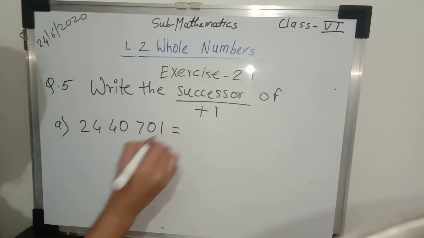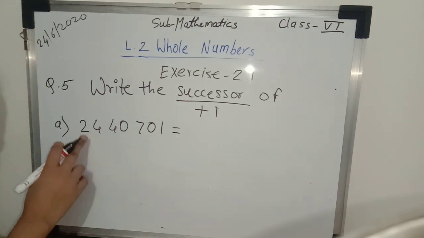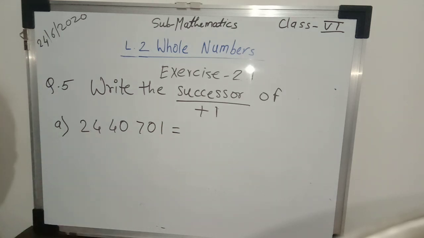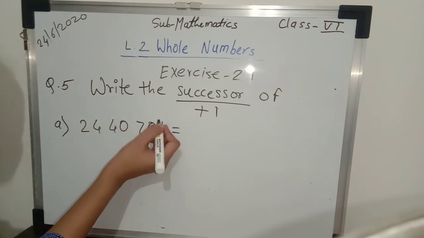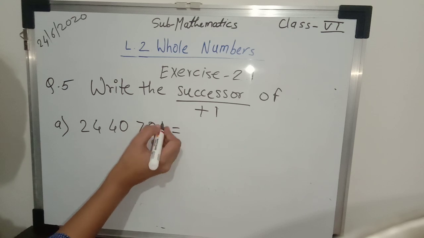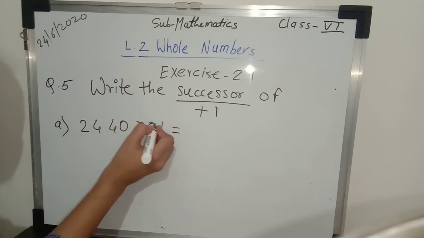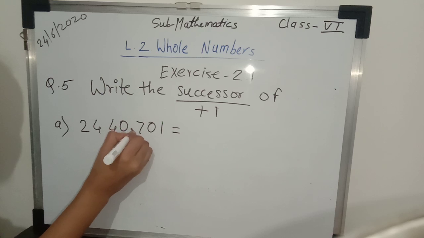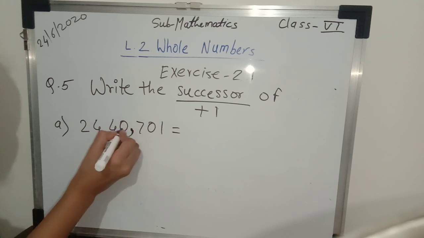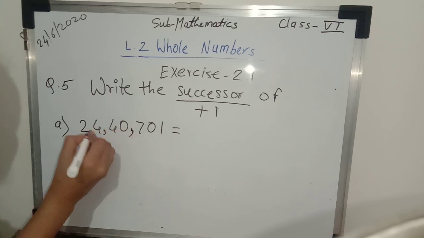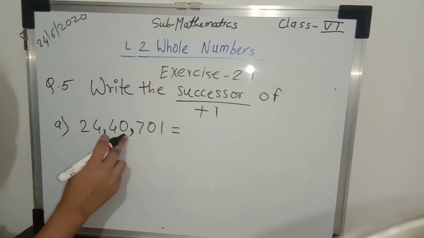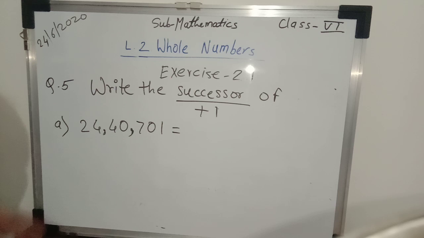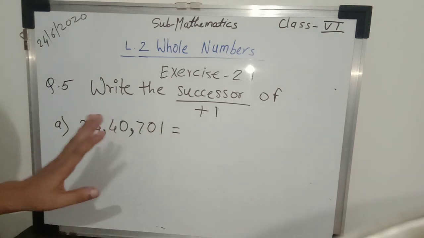Now students, commas are not there, so you have to put the commas to understand and read the number better. According to the Indian place value system, we move from the right side: units, tens and hundreds, comma, thousands, ten thousands and comma. So the number is 24 lakhs 40,701. We have to find the next number after this.